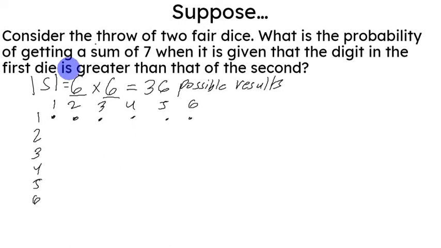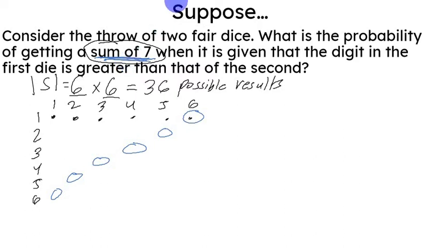Now, we want to get the probability of a sum of 7. So let's get those who have a sum of 7. That would be, of course, 1, 6. We would also have 2, 5. Then we would also have 3, 4, 4, 3, 5, 2, and then 6, 1. So there you go. We now have our possible outcomes for the event that we want, in which we get the sum of 7.